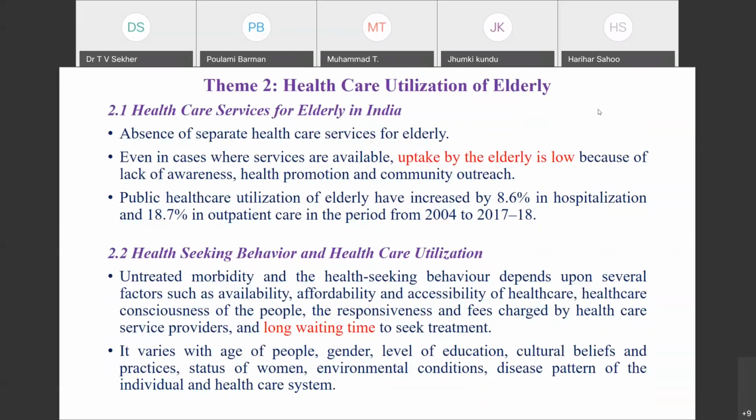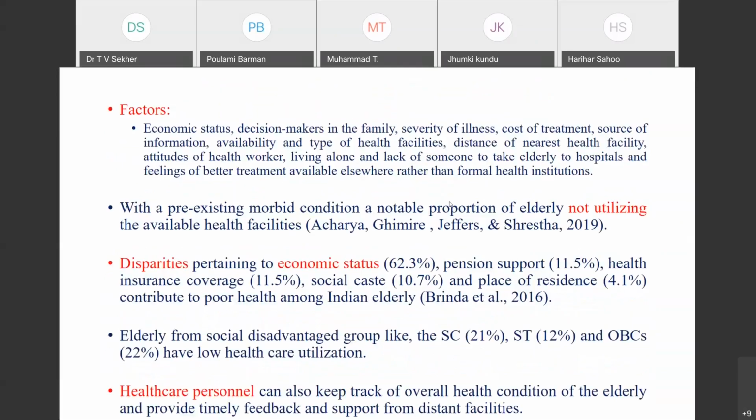So health-seeking behavior and untreated morbidity depend upon several factors like availability, affordability, as well as accessibility of the services. Apart from that, the responsiveness and fee charged by the healthcare service provider, as well as long waiting time, play an important role. There is also a large variation with respect to economic conditions and decision makers in the family, severity of the illness, cost of the treatment, the source of information, and living arrangement. All these factors play an important role.